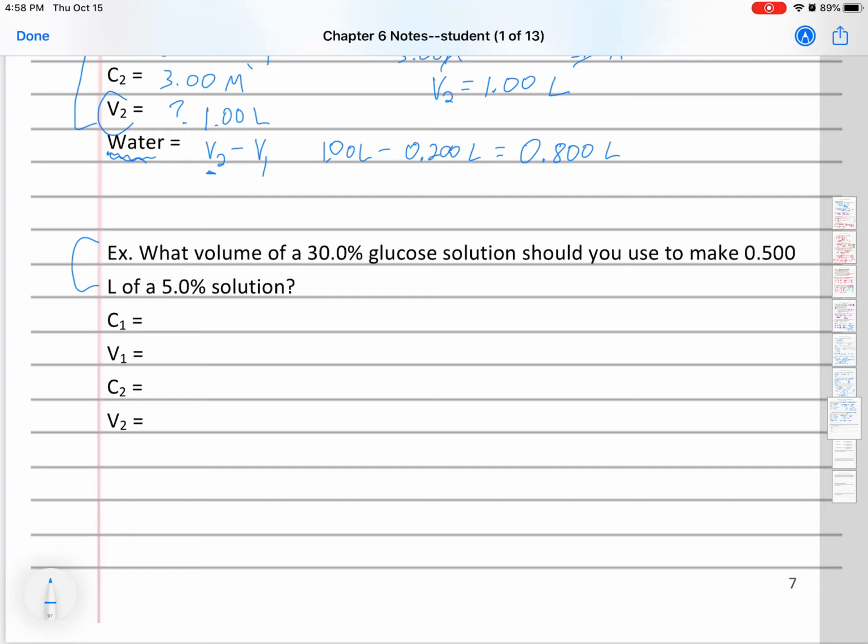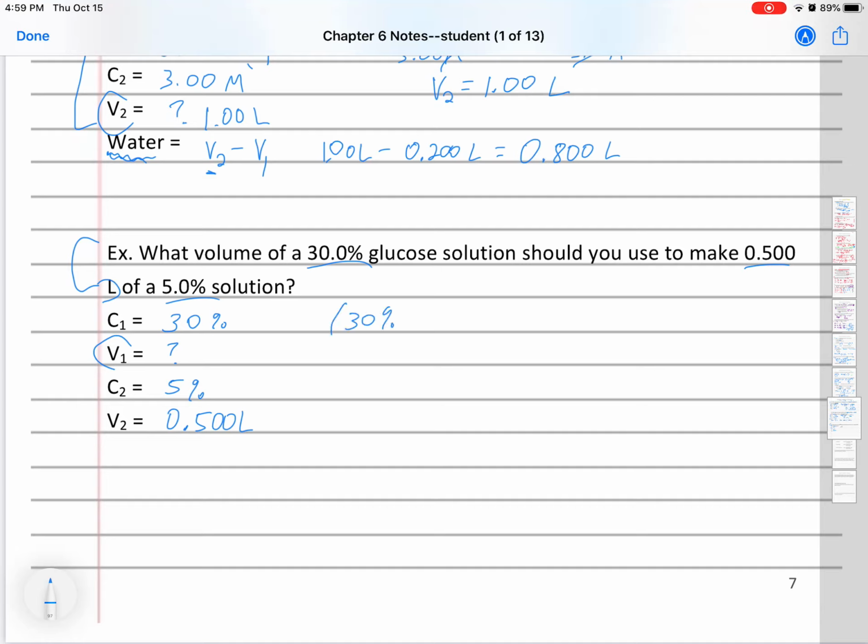All right, one more. What volume of a 30% glucose solution should you use to make 0.500 liters of a 5% solution? In this case, it gave us concentration as a percentage. So the higher concentration is going to be our initial, the 30%, and the final concentration, we want to dilute it to 5%, and we want to make 0.5 liters of that 5% solution. So that's the volume of our diluted solution. And we want to know what volume of that stock solution, what is the initial volume.